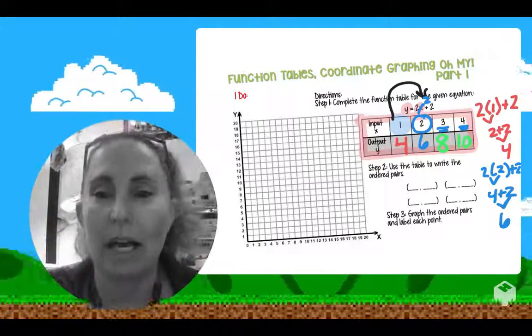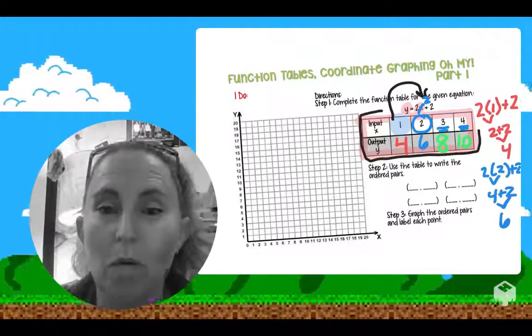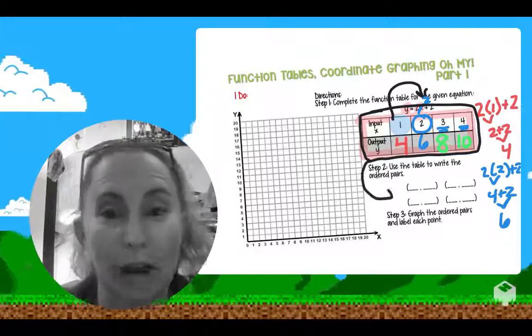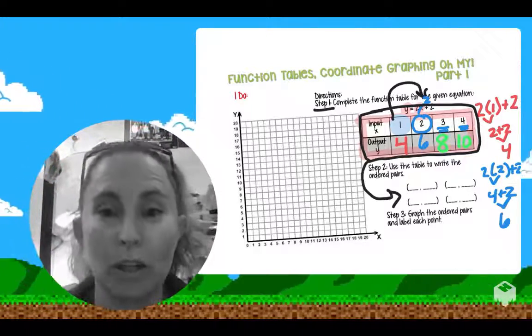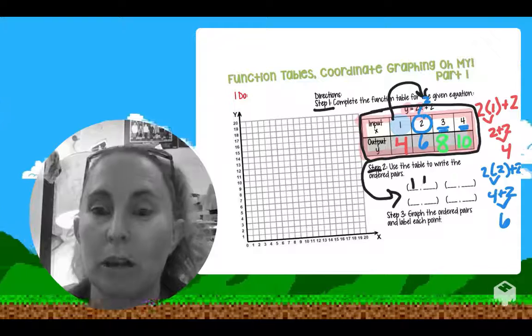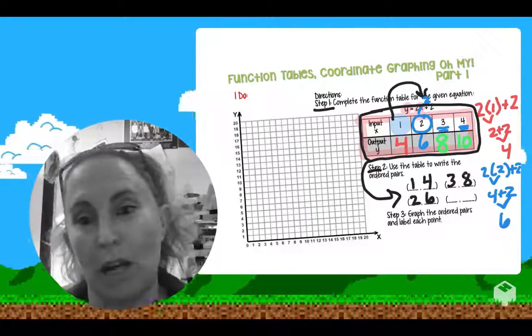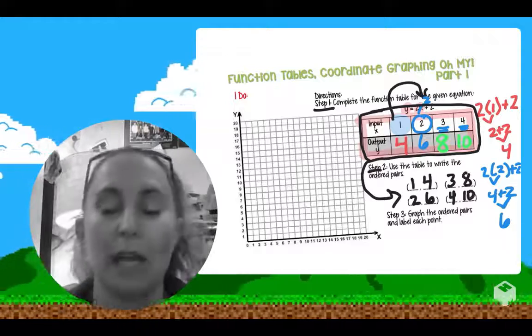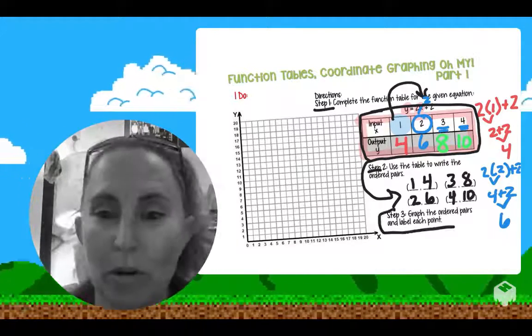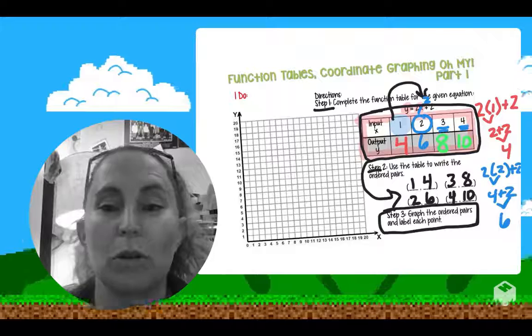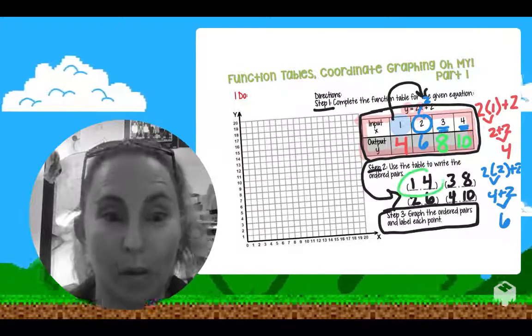And now for step 2, what I'm going to do is I'm going to take those values that I've generated and I'm going to turn them into ordered pairs. So first 1 over 1, up 4, over 2, up 6, over 3, up 8, over 4, up 10. And now for step 3, I'm going to graph those ordered pairs and label them.